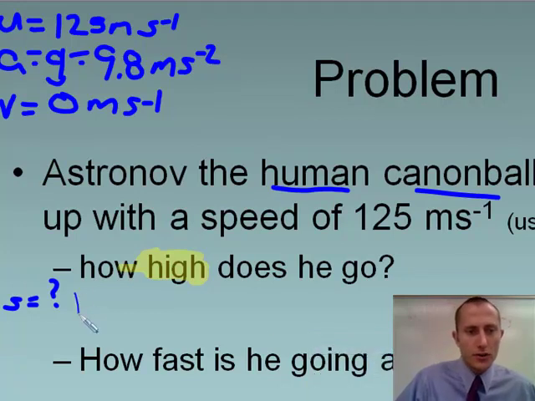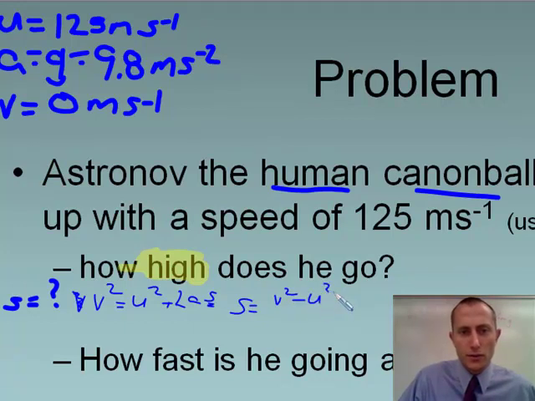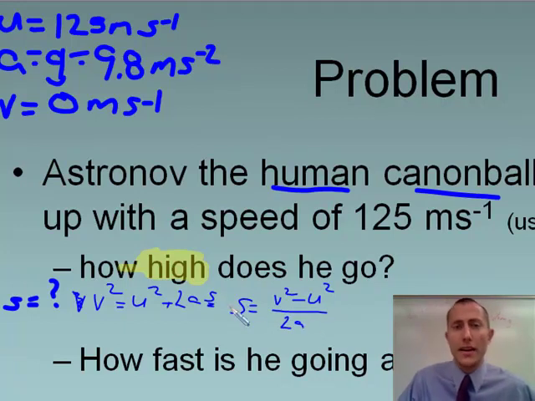our equation v squared equals u squared plus 2as, and we're solving for s. So we do a little manipulation of the equation. We're going to subtract u squared from both sides. We'll divide by 2a. So we're going to get s equal to v squared minus u squared over 2a. And here a is g.